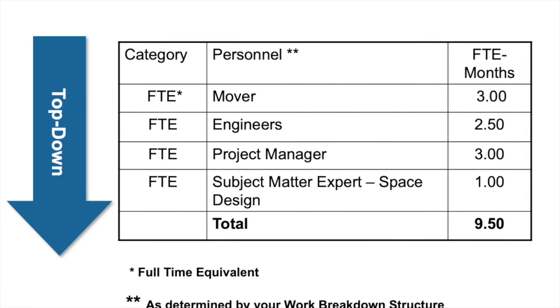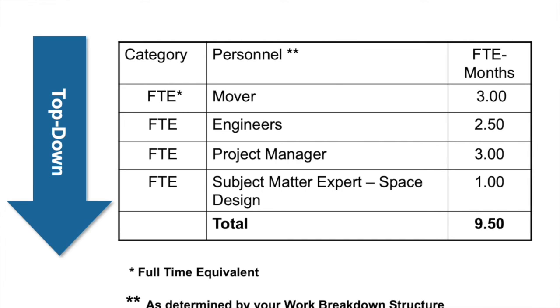This is an image of how you would organize your particular activities on a top-down to get your costing by putting them in some sort of category. For example, we're looking at resources here, or people, and we talk about how many movers we need, how many engineers we need, project managers we need, subject matter experts, and we come up with a total. And FTE basically stands for full-time equivalent. That's hours of effort that are associated with that.